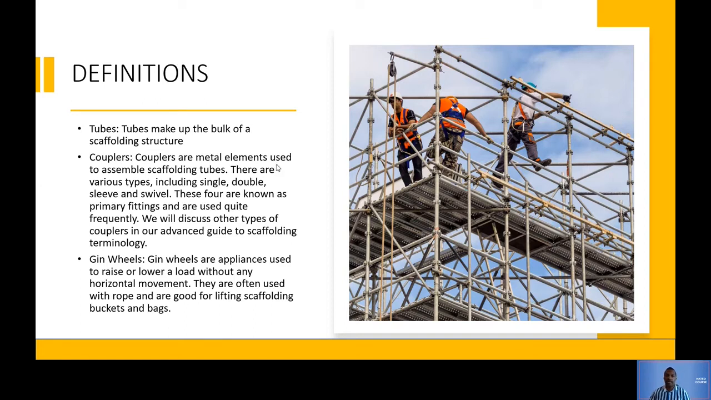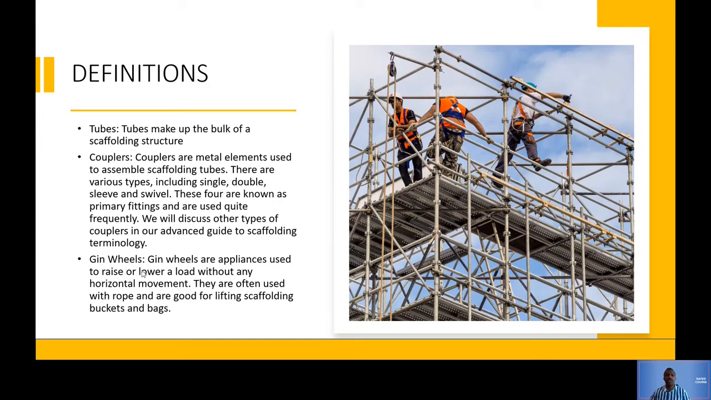Couplers are metal elements used to assemble scaffolding tubes. So these connecting things, couplers. There are various types, including single, double, sleeve, swivel. These four are known as primarily fittings. So all these fittings that are connecting the tubes are called couplers. There's different types, as I've just read.